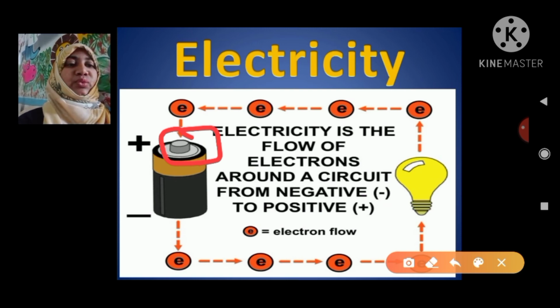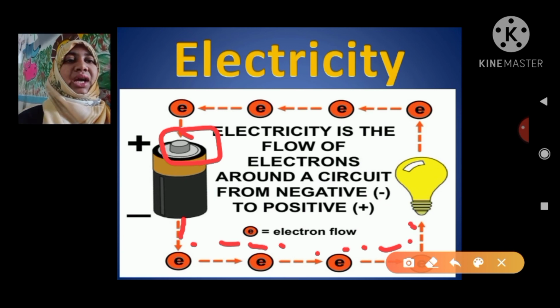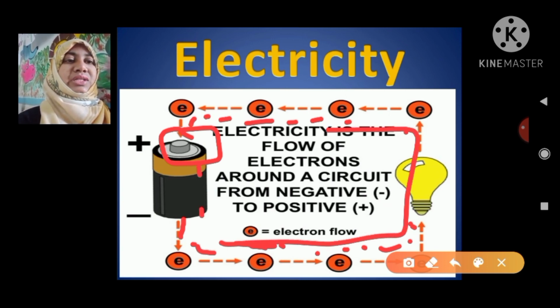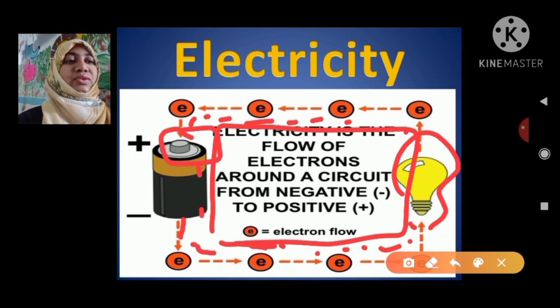Now how is the movement of the electrons? From the negative terminal, the electrons will start flowing, and from the positive terminal it will come again to the negative terminal. So continuously there will be flow. When the cycle is completed, then the light will glow.